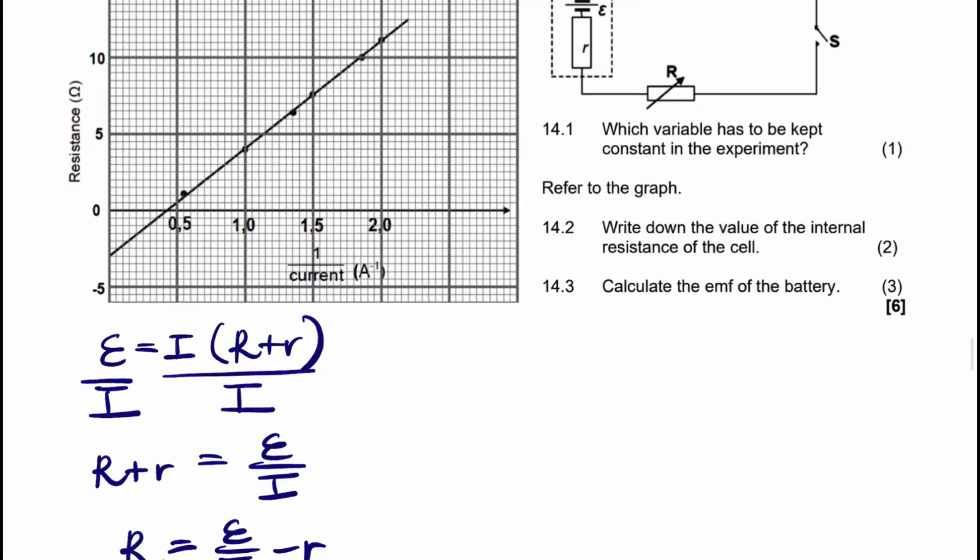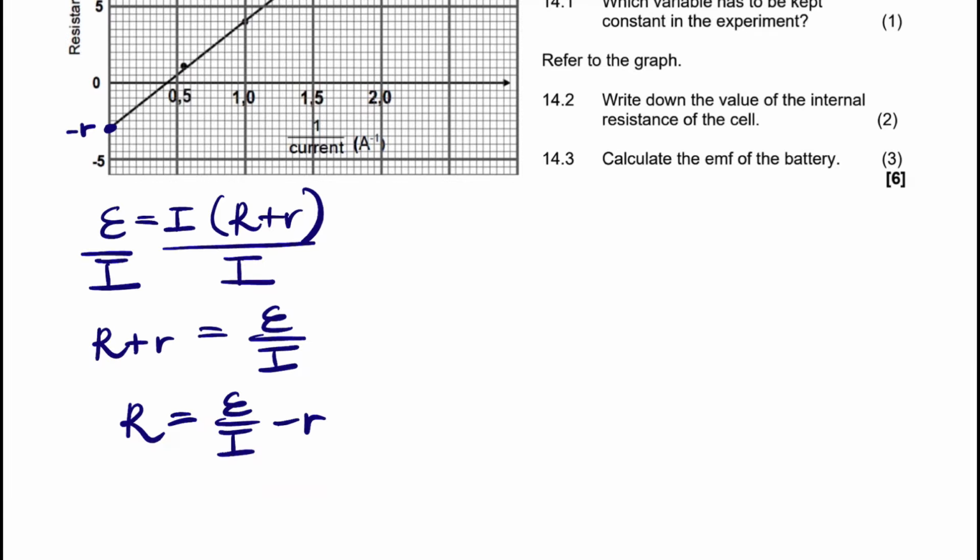If you look where my graph cuts, it cuts on the resistance axis. But this resistance here is the internal resistance. And that internal resistance is negative there. But look at what our c is. This is our c and this is our y. But if you look at our x, it's the inverse of the current.